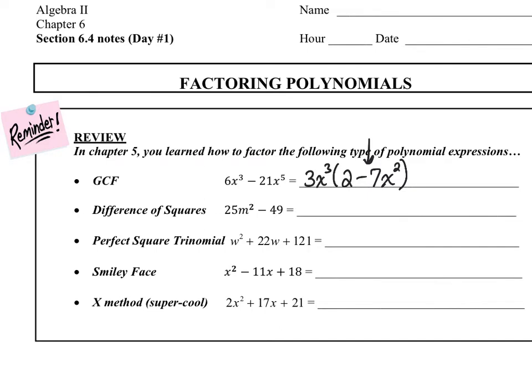All right, next thing we have is difference of squares. So difference of squares is going to be two perfect squares with a subtraction sign between them. And the way you factor that is you're going to take the square root of the first perfect square and the square root of the second perfect square, and then you're going to put plus and minus between them.